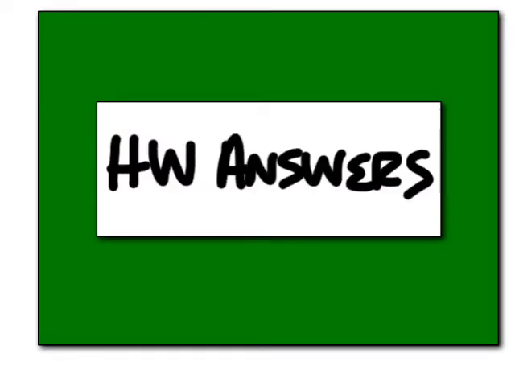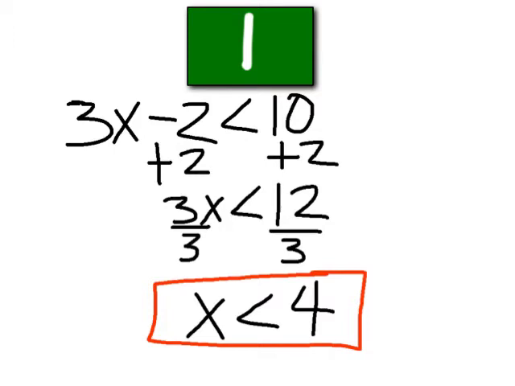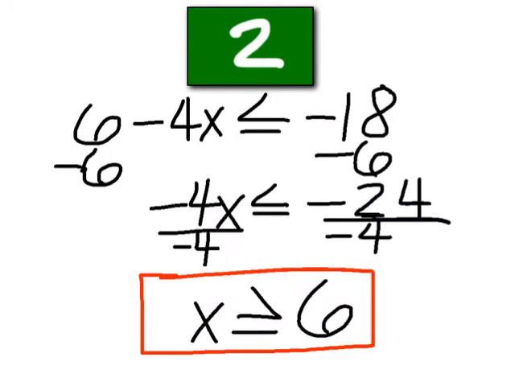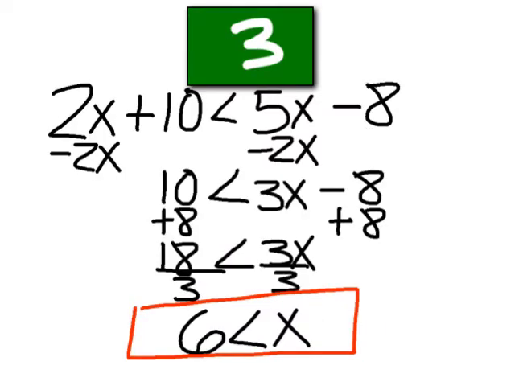Homework check. Homework answers. Check these at your desk. It must be what's on the screen. Here we go. Number 1 is x less than 4. 2 is x greater than or equal to 6. 3 is 6 less than x, or you could also have x greater than 6. Either one would be right.